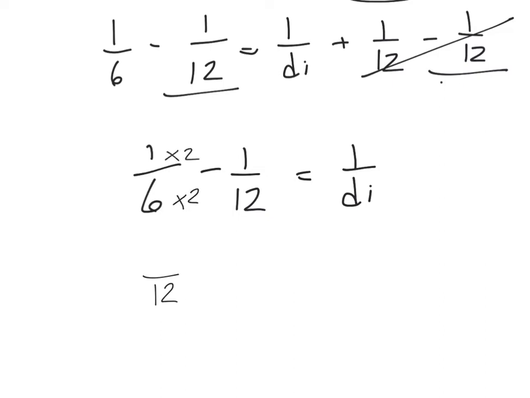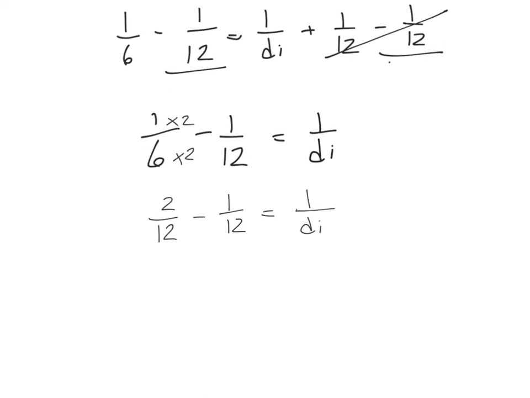So 1 times 2 is going to be 2. And this ratio has not changed in the slightest. So it's okay that I don't do that multiplication thing to everything. The ratio has stayed constant. Now that they're the same, I can simply subtract one from the other. So 2 minus 1 becomes 1, and nothing happens to the 12s. They're going to stay as 12. And simplifying that is equal to 1/di.